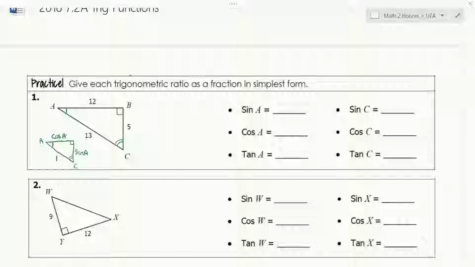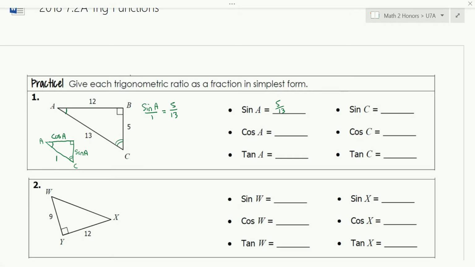And so if I want sine, well, I'm going to do this. What's sine divided by 1? Anything divided by 1 is itself, right? So sine divided by 1 is sine, and that's equal to 5 over 13 because they're proportional. So I say sine A over 1 is 5 over 13, and then I got my answer. If I want cosine, I'm going to go cosine over 1 is 12 over 13. So it's just a quick, easy proportion.